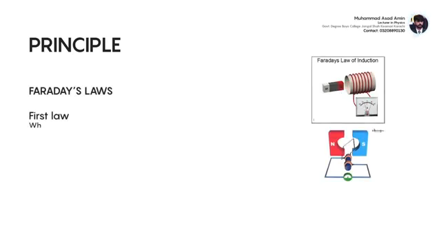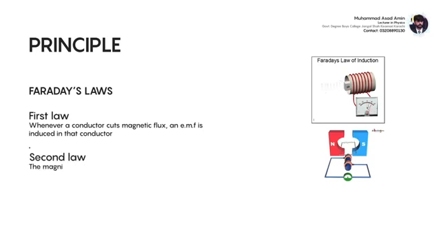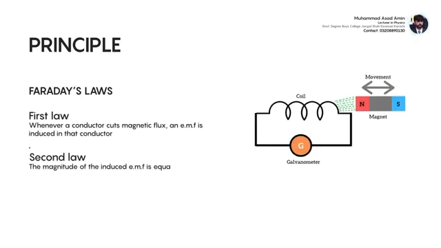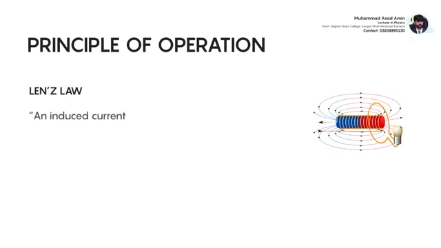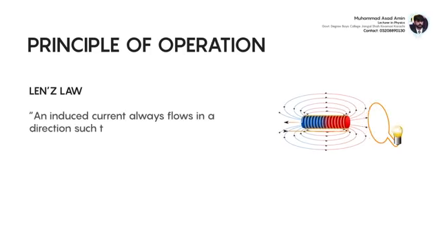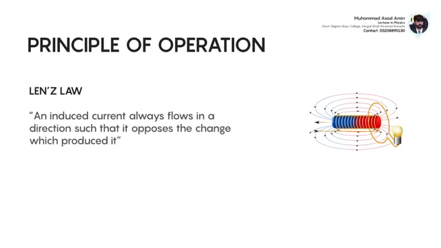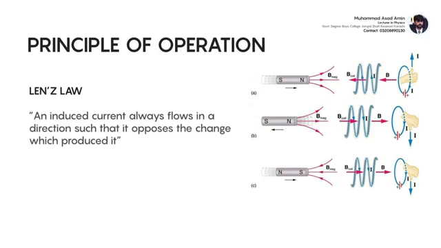The first law of Faraday says that whenever a conductor cuts magnetic flux, an EMF is induced in that conductor. The second law says that the magnitude of the induced EMF is equal to the rate of change of flux linkage. Now, to understand the working of DC generator, we should have a clear concept of Lenz's law, which says that an induced current always flows in a direction such that it opposes the change which produces it.